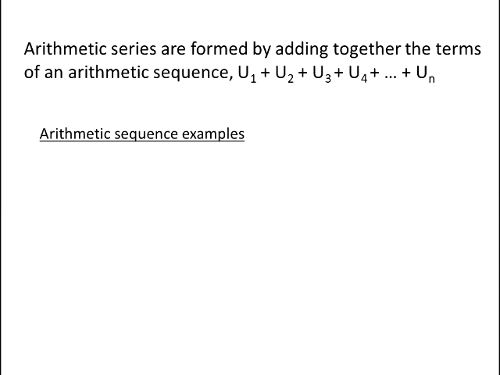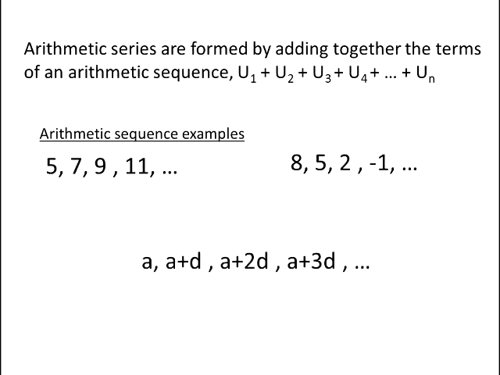As soon as we change it to a series, instead of putting commas in between the terms, we're going to be putting pluses. So that's a series. An arithmetic sequence is when there aren't the pluses. So this is one, for example. This is another one. You can see this first one is going up in 2s, and the second one is going down in 3s.